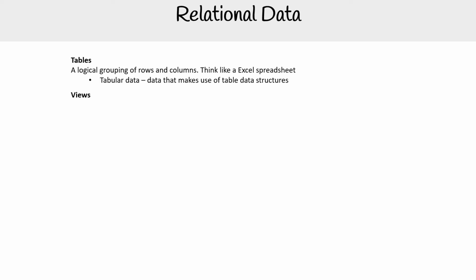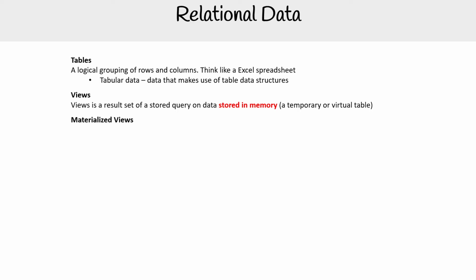Then you have views, which look a lot like tables, except they are the result set. So when you do a query, you're returning back data, and you're storing that query's data in memory, and basically it's a temporary or virtual table. Then you have materialized views, and it's the same thing as a view, except the difference here, instead of being stored in memory, it's stored on disk. But again, it's the results of a table, so it's a virtual table.